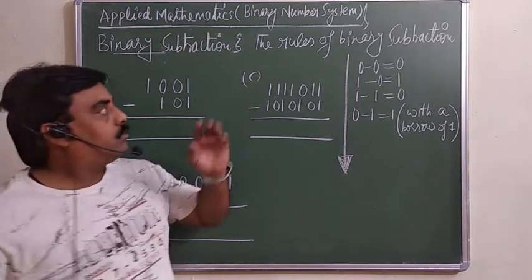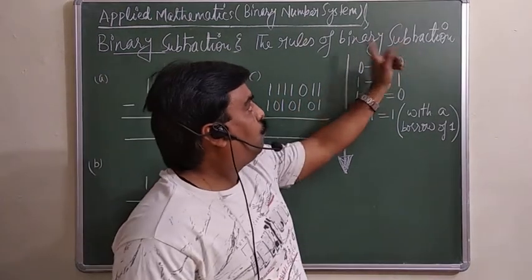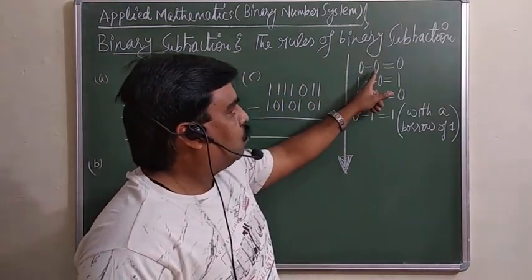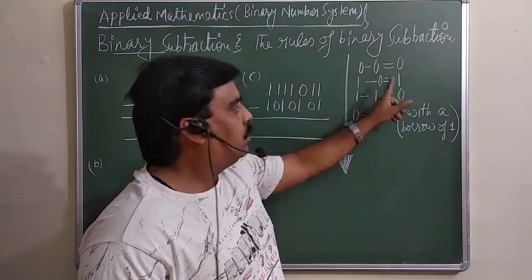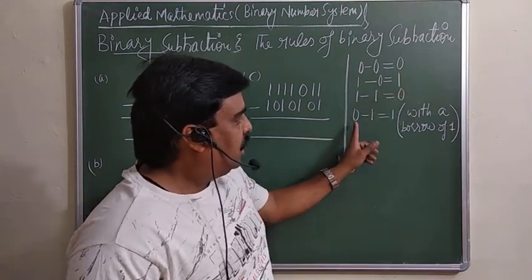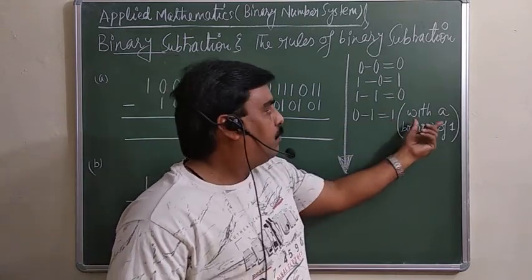Now in case of the subtraction, how can you subtract the two binary numbers is here. The rule for the binary subtraction is there. 0 minus 0 is 0. 1 minus 0, 1 में से 0 subtract करेंगे, you will get 1. 1 में से 1, you will get 0. लेकिन if you are going to subtract 1 from 0, then it will be equal to 1, but with a borrow 1.